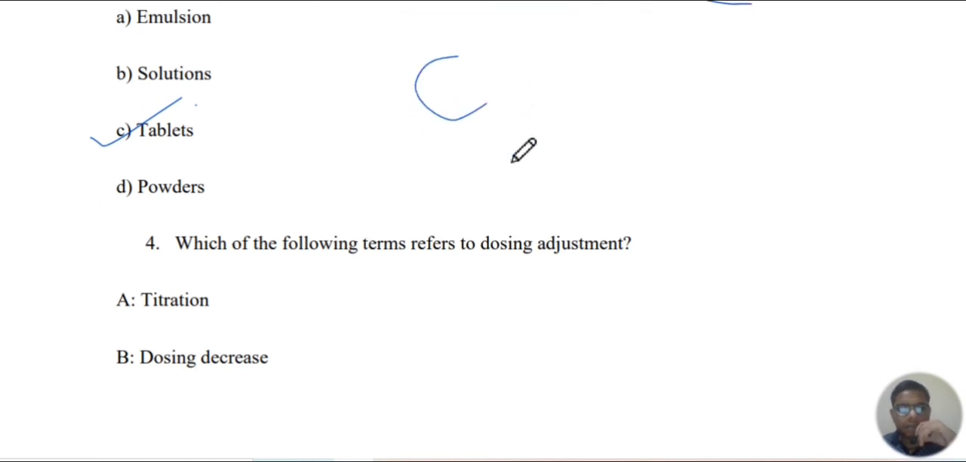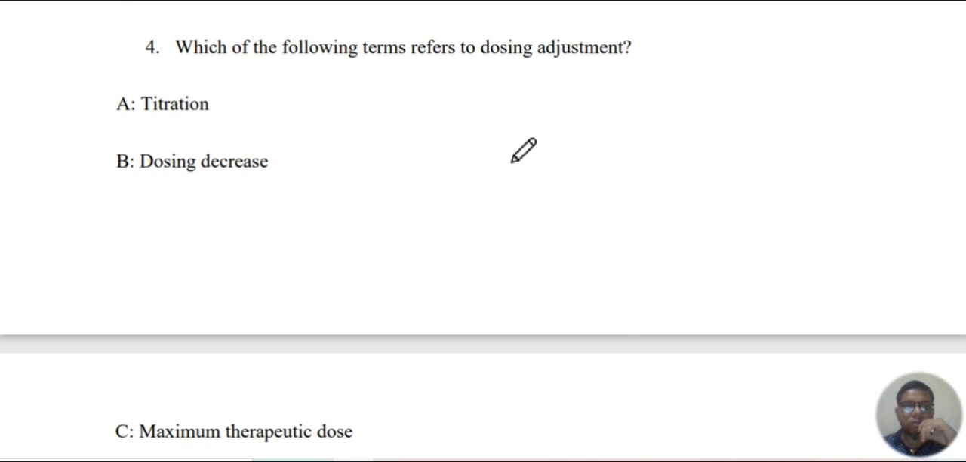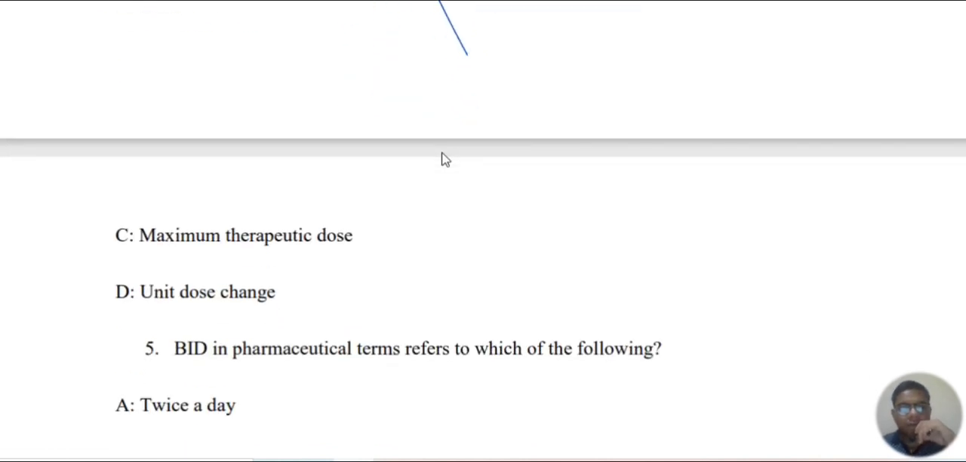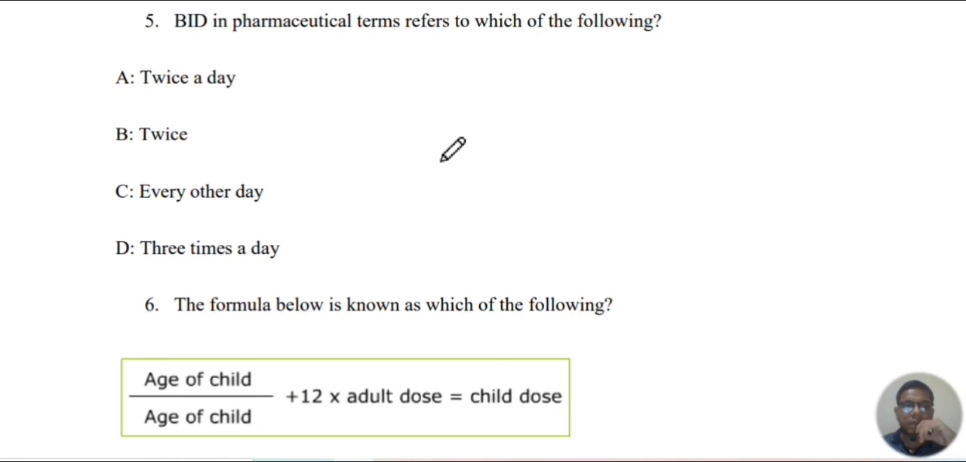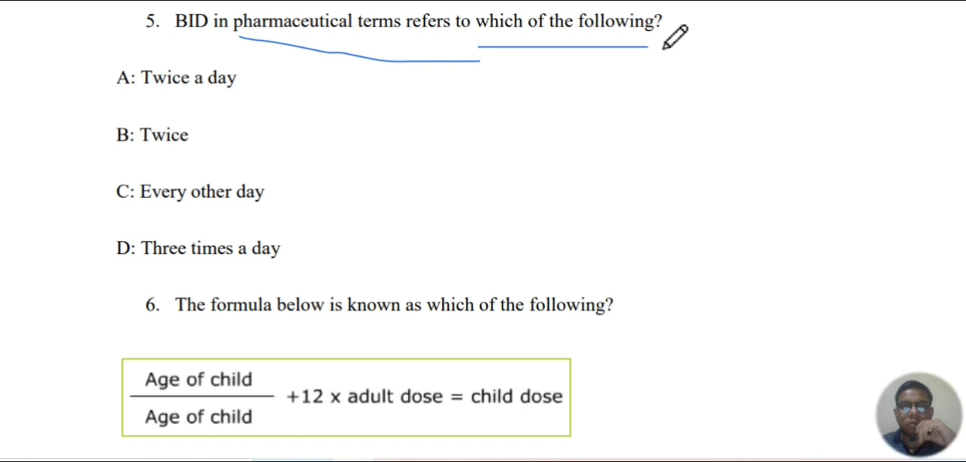Okay. Next is fourth question number. Which of the following term refers to dosing adjustment? The answer is A. Titration. Okay. Next is five question number. BID, Bacindi, in pharmaceutical term refers to which of the following? The answer is A. Twice a day.